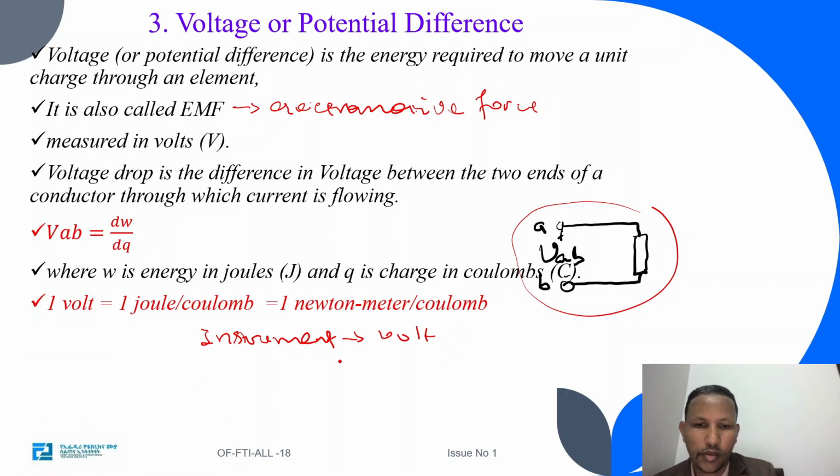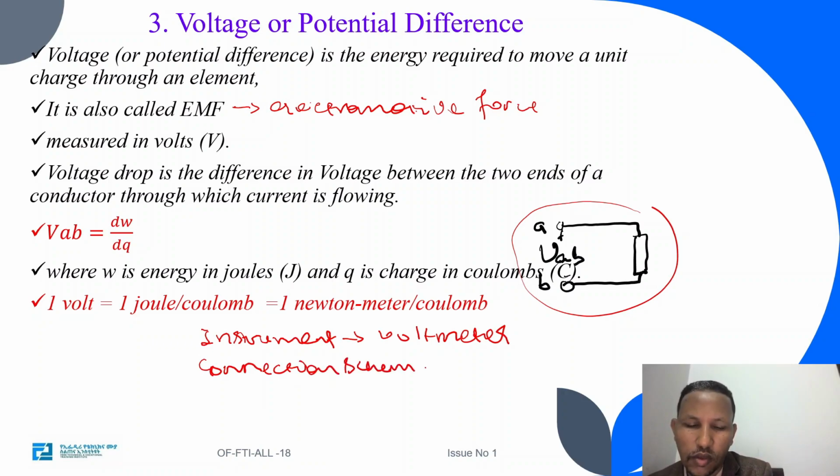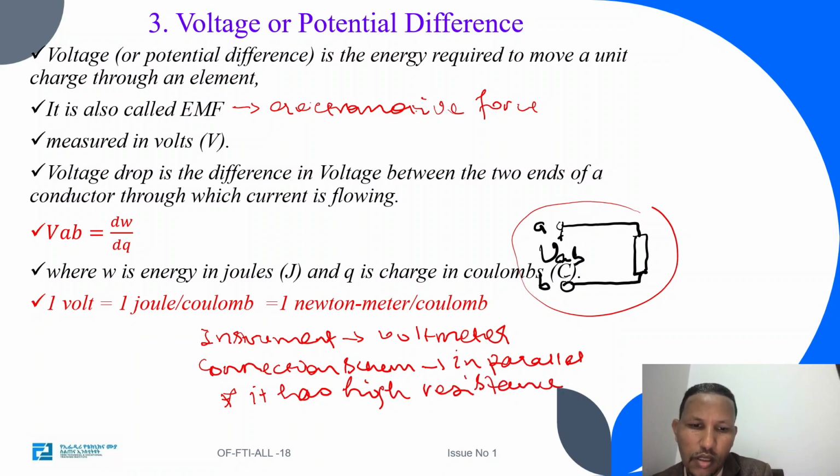It is voltmeter. The instrument which is used to measure voltage is the voltmeter, and the connection scheme for a voltmeter is in parallel. That means the voltmeter has a high resistance value.